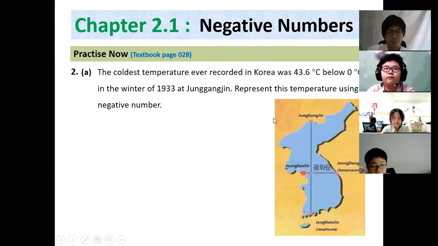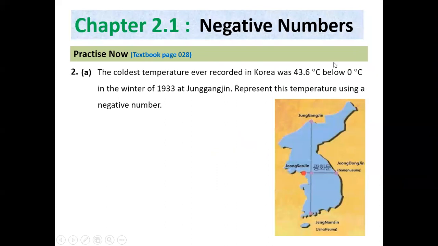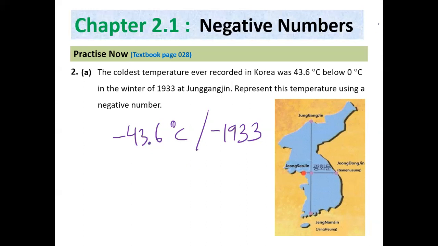Okay, the answers are the same. Now, word problems. This is a simple word problem. The coldest temperature ever recorded in Korea was 43.6 degrees Celsius below zero in the winter of 1933 at Junganjin. Okay, so represent this temperature using a negative number. Wow, piece of cake. 43.6 below zero. So the answer is either negative 43.6 or negative 1933. Which one is the right answer? Which one? 43. Why?